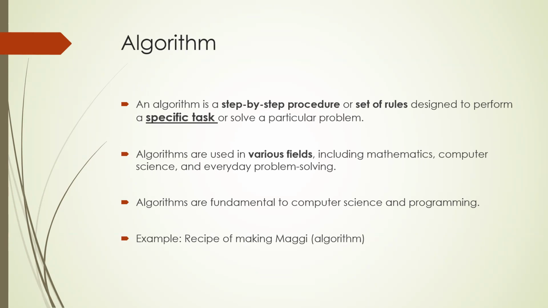So what is an algorithm? An algorithm is a step-by-step procedure or a set of rules that are designed to perform a specific task or solve a particular problem. So basically it consists of a set of instructions or steps that is used to perform a specific task. Algorithms are used in various fields, including mathematics, computer science, and everyday problem solving. Algorithms are also fundamental to computer science and programming.